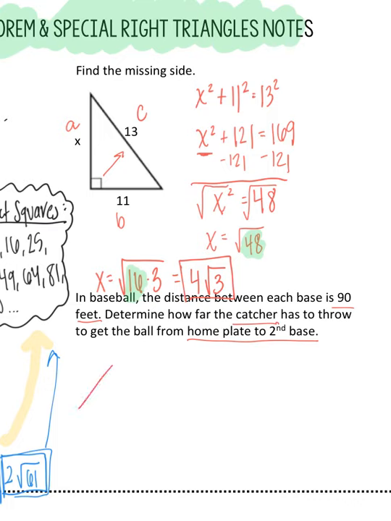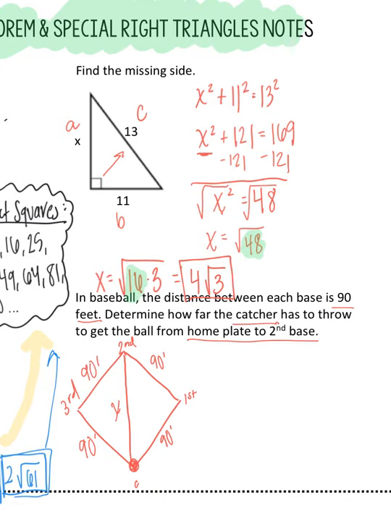Let's make a little visual for ourselves of a baseball diamond. It's actually just a square. And you know that home plate is right here. We've got first, second, third, and back to home. They're telling us that the distance between each base is 90 feet. We want to find how far the catcher, who sits behind home plate, has to throw to get the ball from home base all the way to second base.